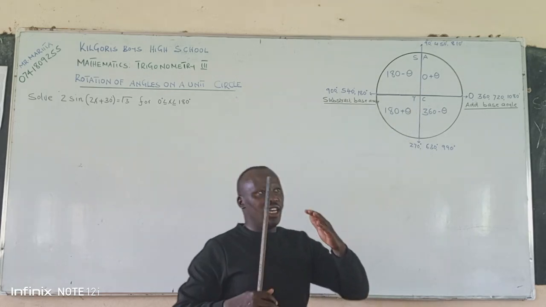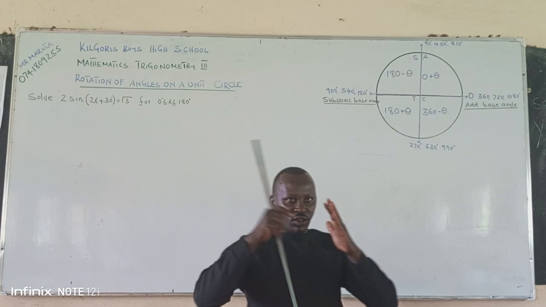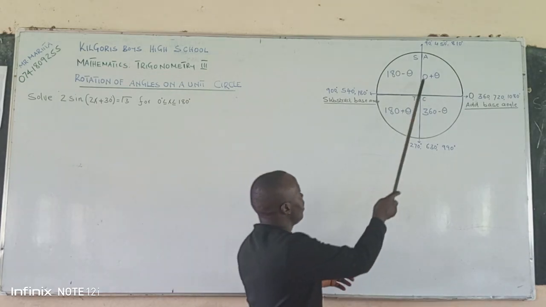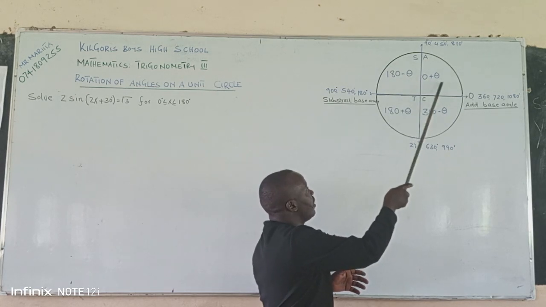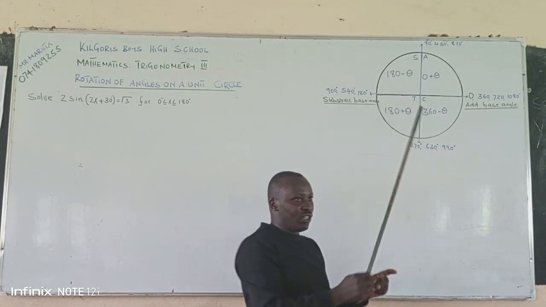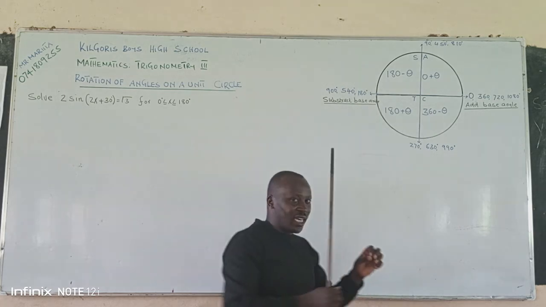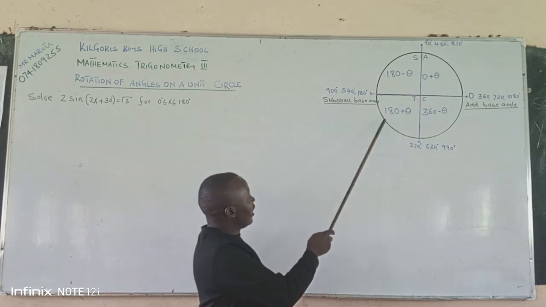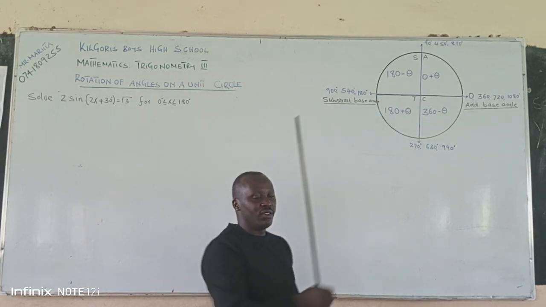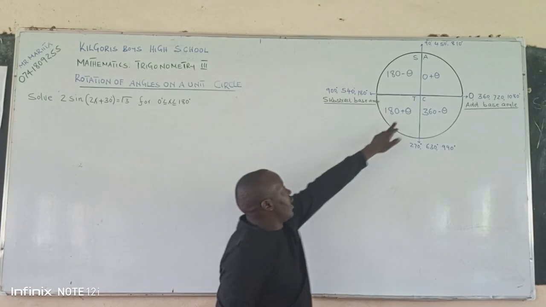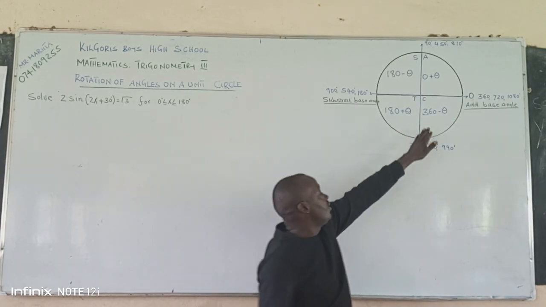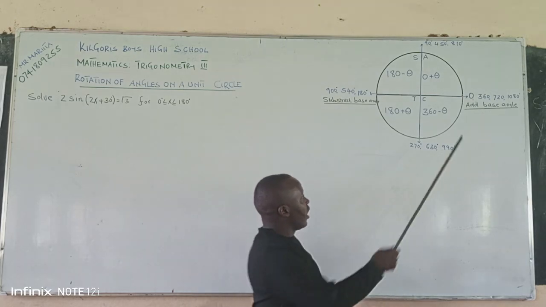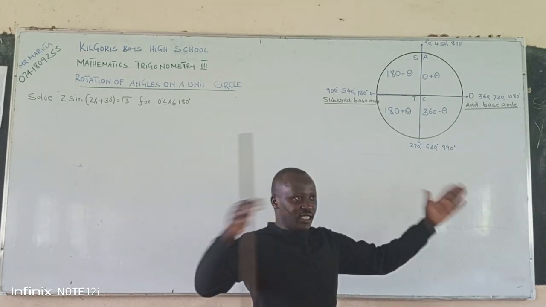So if you find the solutions of the angle in the first quadrant, it is just 0 plus that base angle. In the second quadrant, it is 180 minus the base angle. In the third quadrant, we have 180 degrees plus the base angle, and then finally we have 360 minus the base angle.